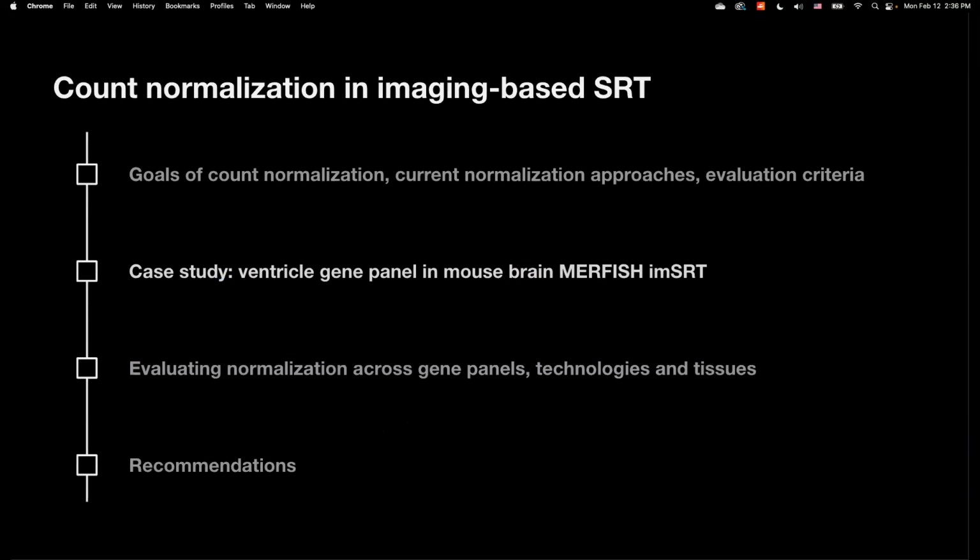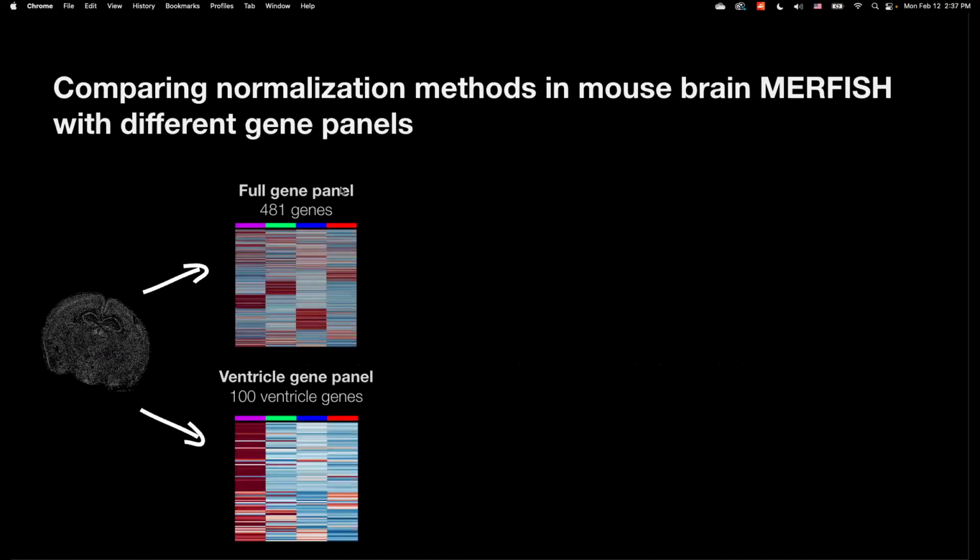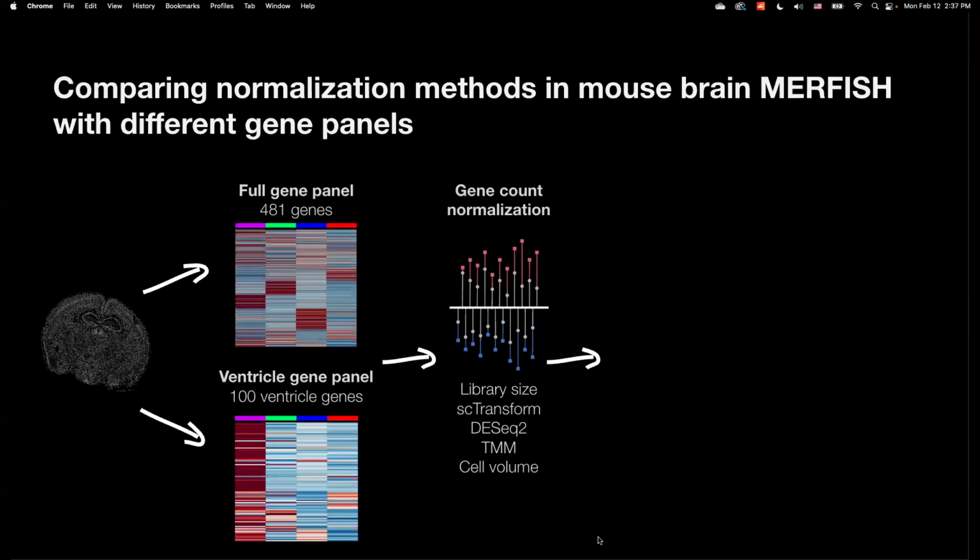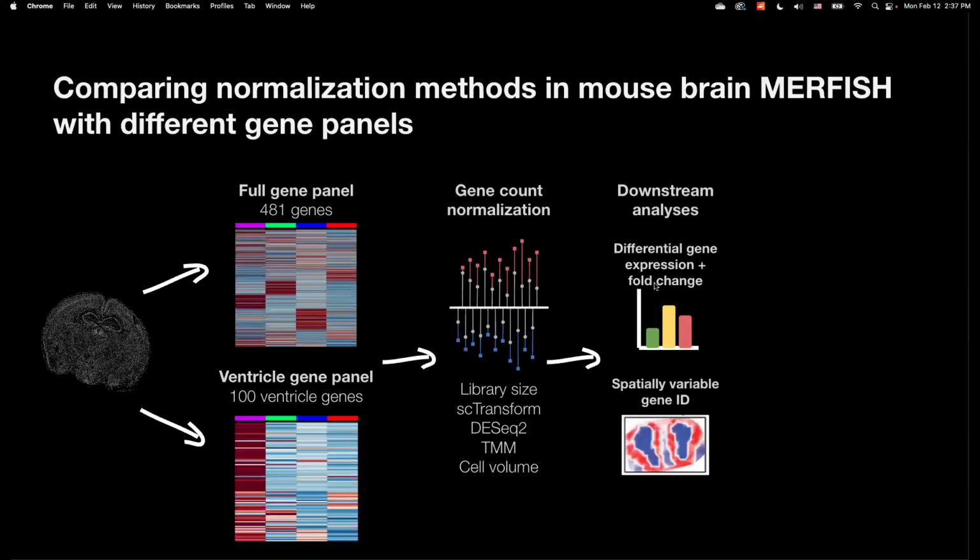Now I'll delve into detail about one of the simulations we ran, where we simulated a brain ventricle specific gene panel from MERFISH mouse brain data. The original MERFISH data measures 481 genes. We simulated gene panels skewed towards the ventricle region of the brain by randomly selecting 100 genes that are differentially overexpressed in the ventricle. We then normalized the gene counts in each panel using the 5 normalization methods that I mentioned before. And we performed several downstream analyses, including differential gene expression fold change analysis, as well as spatially variable gene identification.